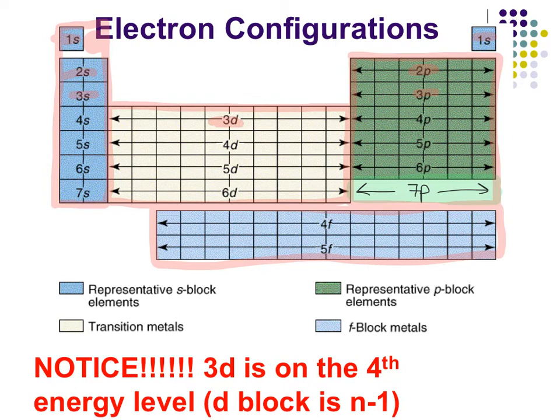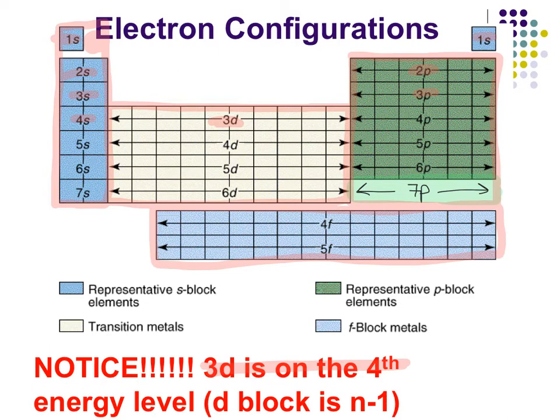This does create a complication for the shortcut, because notice how it's not in line. If you go from 4s, you have to drop down to 3d. So notice that the 3d orbital is on the 4th energy level. So it's going to be a little tricky when we start actually writing the configurations.